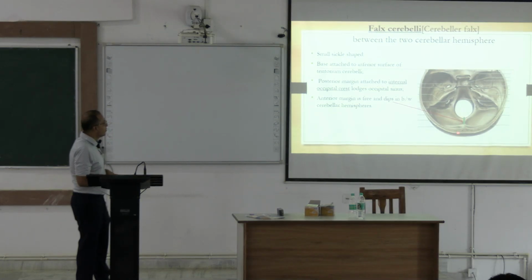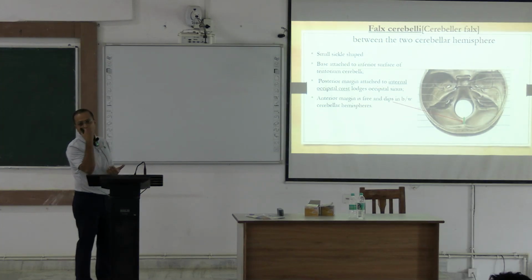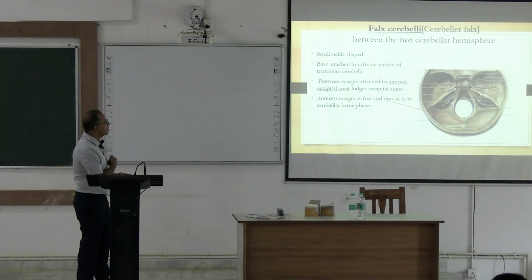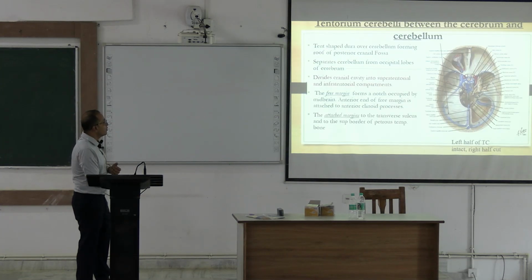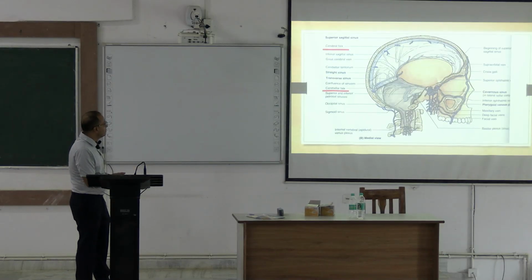So, it is running from this particular tentorium cerebelli above to this particular occipital crest going into this part. Likewise, it has the same thing, an attached part to the bones and a free part to these sides where it has attached to it. So, this particular Falx cerebelli, which is like this one, is sickle shaped. Under this tentorium cerebelli, this is the tentorium cerebelli, this part is Falx cerebri, this one is Falx cerebelli.